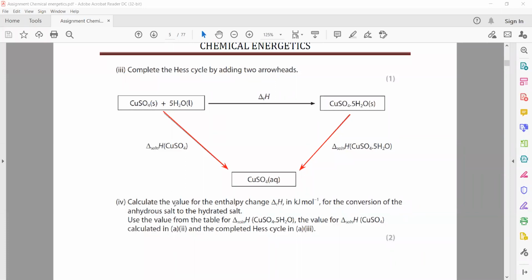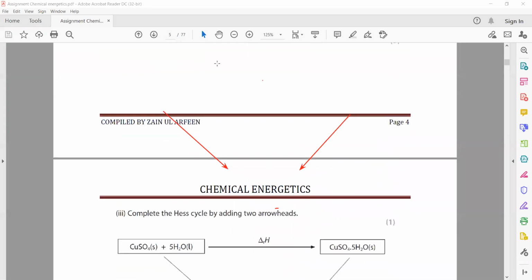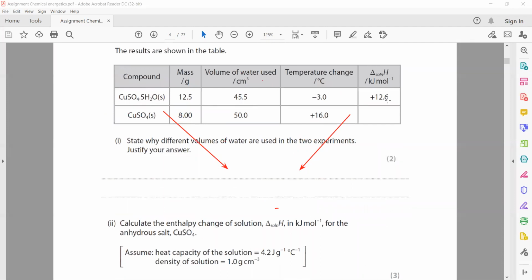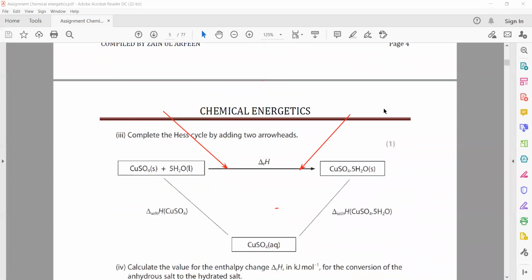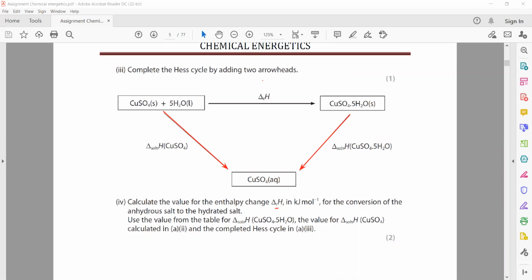In the next part, they ask us to calculate the value of the enthalpy change of reaction in kilojoules per mole for the conversion of the anhydrous to hydrated. So this is unknown, this is X. What about when we add water to anhydrous copper sulfate? This we already worked out. That was negative 67 kilojoules per mole.